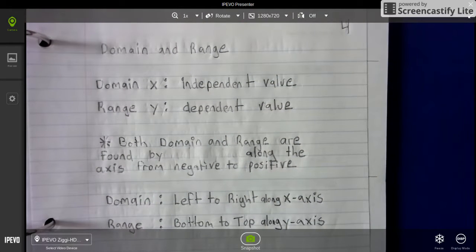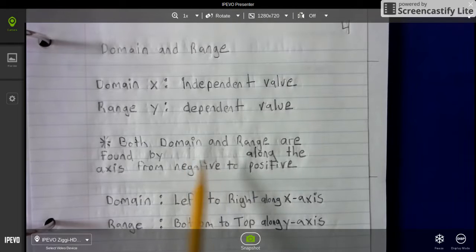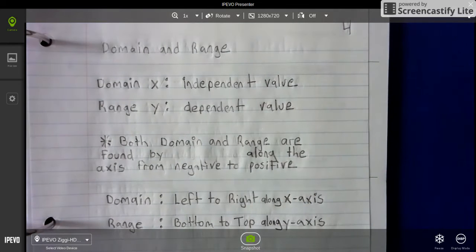All right, so I've pre-written the notes. I've erased a mistake here, which you didn't even see. I'm going to correct the wording there.